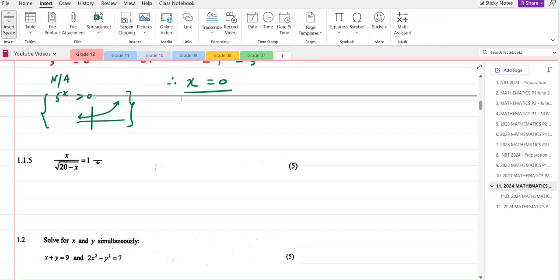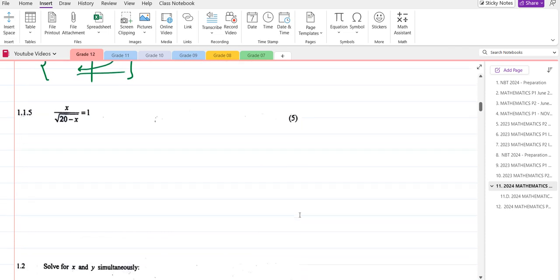Right, let's move on to the next problem, which is x over the square root of 20 minus x is equal to 1. Now clearly what we can see here is that in the denominator we have a restriction. x cannot be equal to 20, so we're just going to write that down for now, and there are more restrictions.